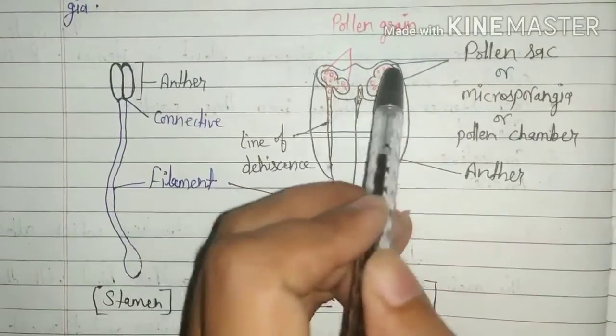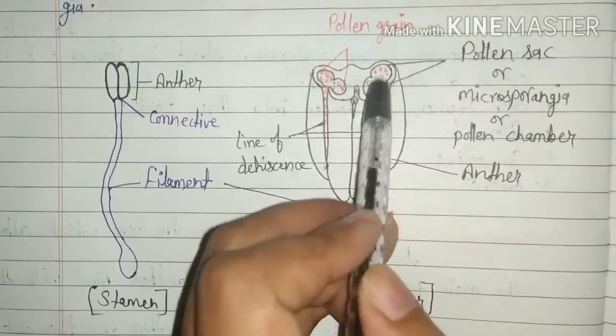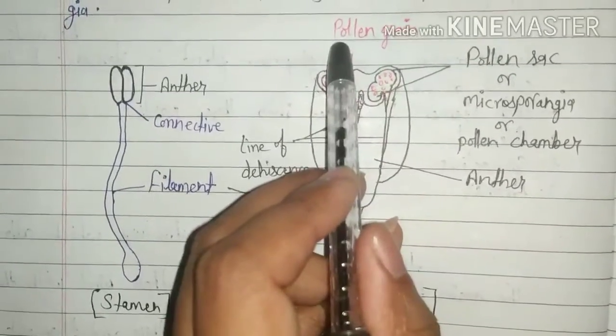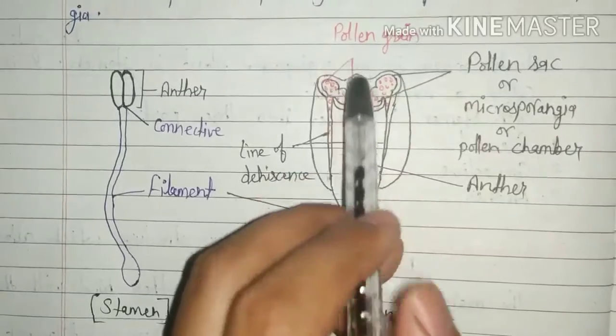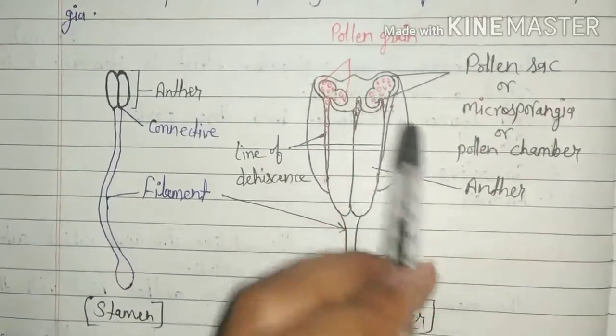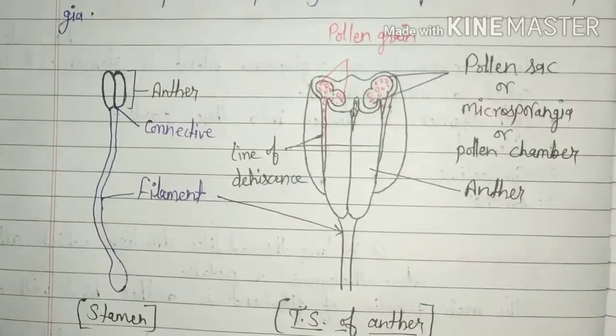Microsporangia are filled with microspores or pollen grains, which are called male gametes. It means microspores or pollen grains are developed in the microsporangia of the anther.